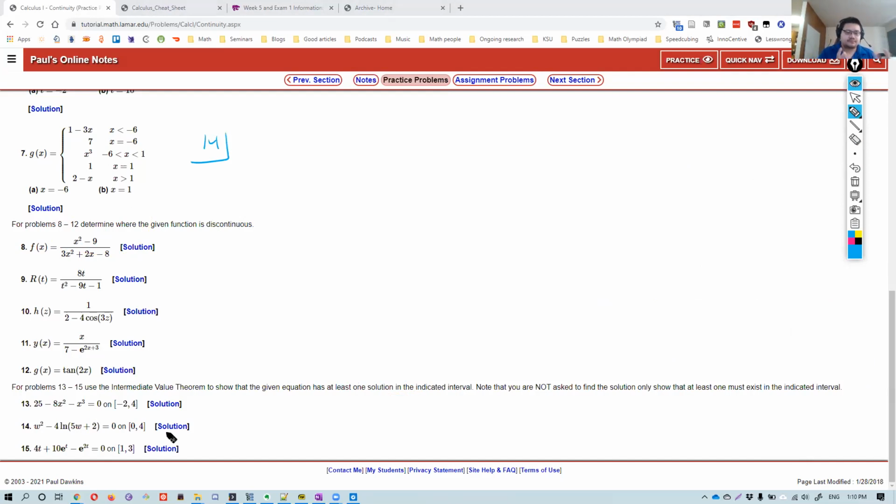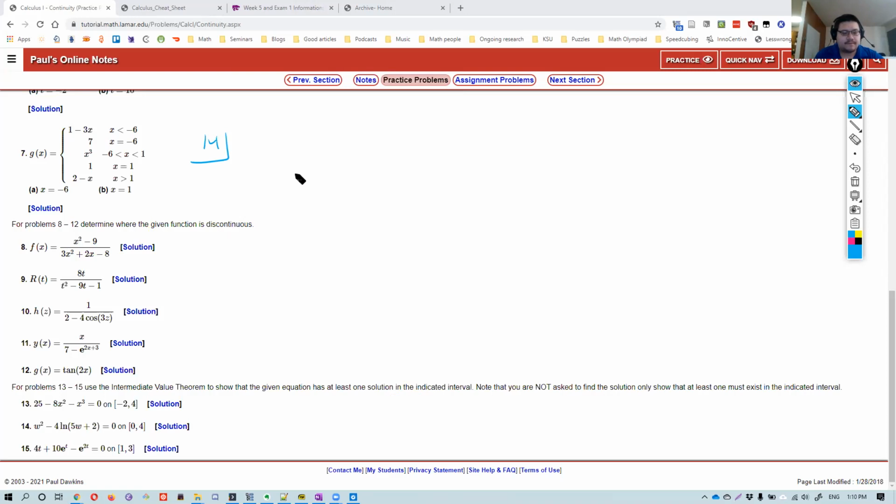The hope of the IVT is that these numbers will actually give you what you're looking for. Here we want w squared minus 4 ln of 5w plus 2 to equal 0. We want to find a solution for this equation on this interval. So there should exist some w inside the interval 0 to 4 such that this equation holds true. That's what the whole problem is about.